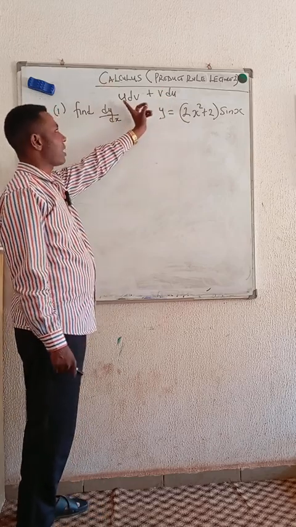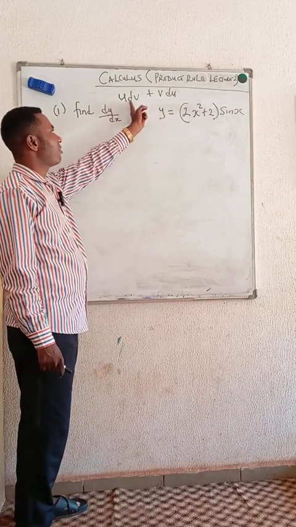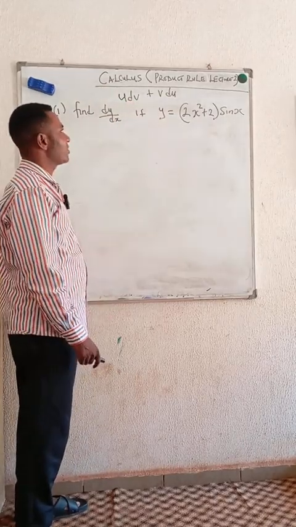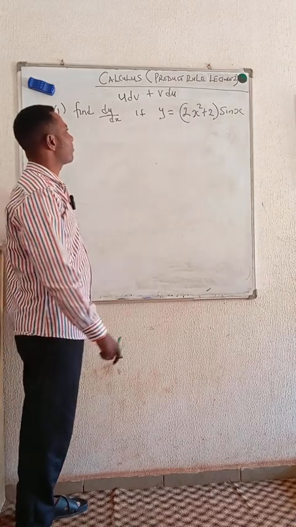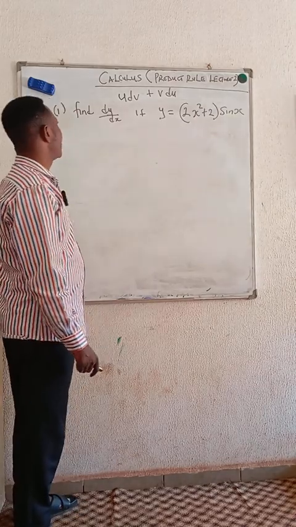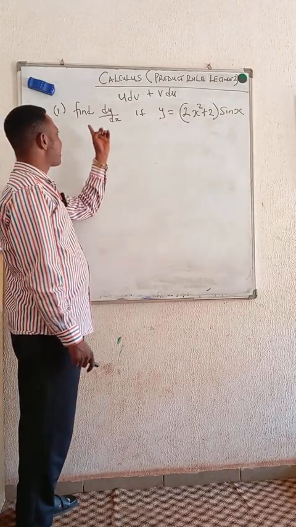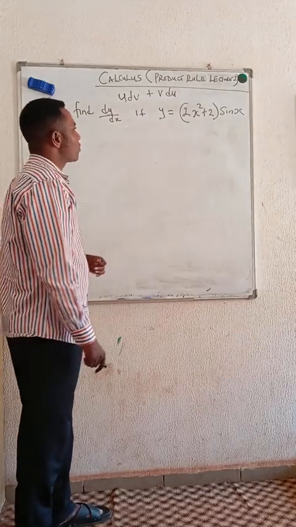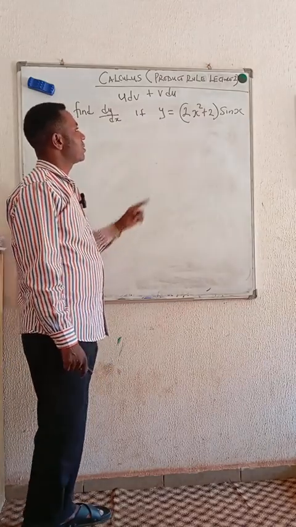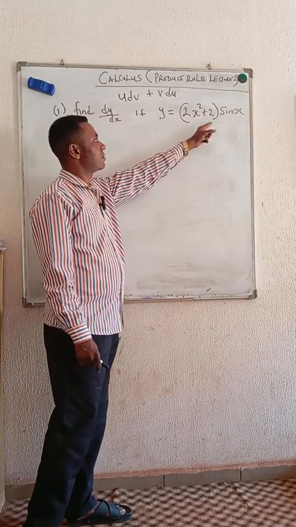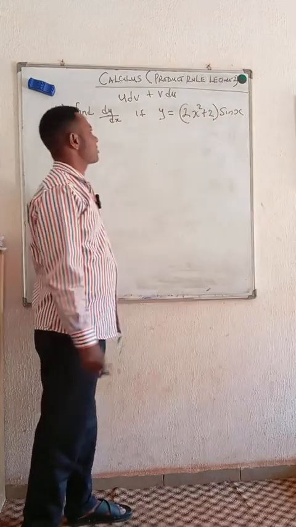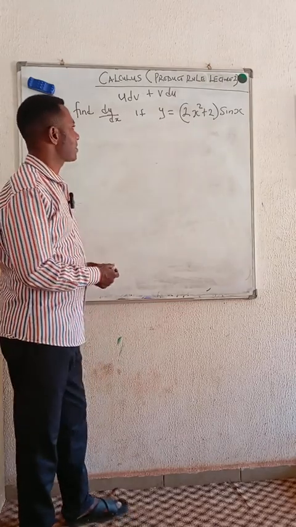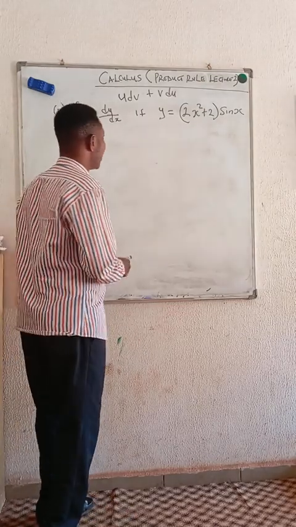Product rule, look at the formula I gave before: u dv plus v du. Look at this simple problem on the board. They say find dy dx if y is equal to 2x squared plus 2, everything in bracket, then sine x. So this is the first example that we'll consider today.